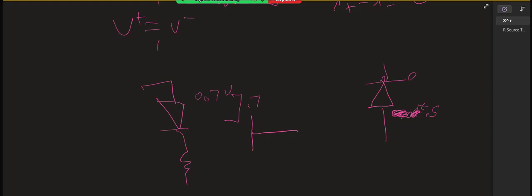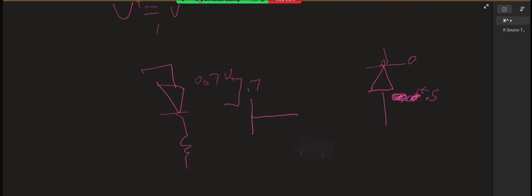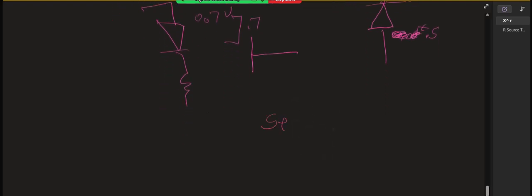Okay. True or false? In an intrinsic or undoped semiconductor, the electron concentration equals the hole concentration. True. That's true. That's why you dope it to change that. True or false? At very high temperatures, a semiconductor can behave almost like a conductor due to increased carrier generation. That one's true. And this is a main difference between semiconductors and conductors.